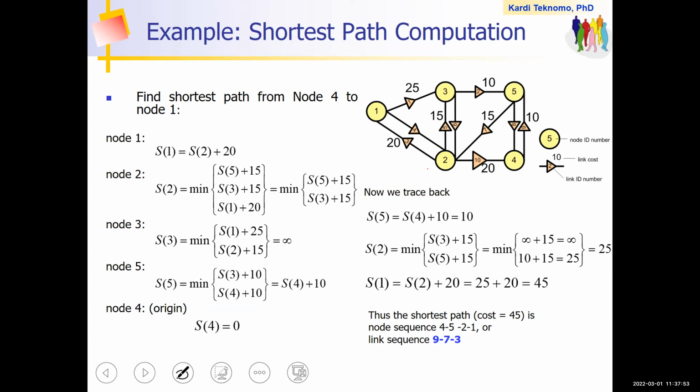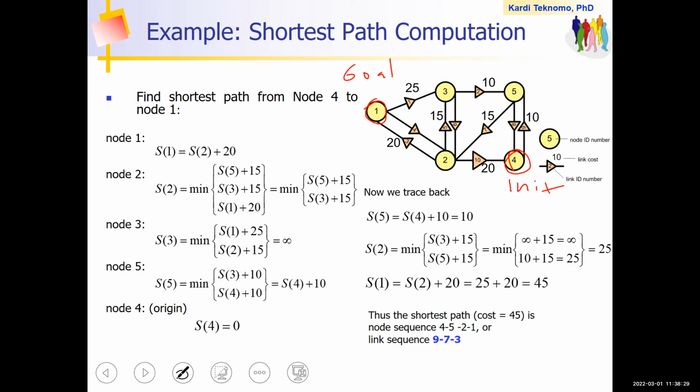Find the shortest path from node 4 to node 1. I'm using forward computation here first, so from node 4 here to node 1 here. So this is the initial, and this is the goal. So how to get that?